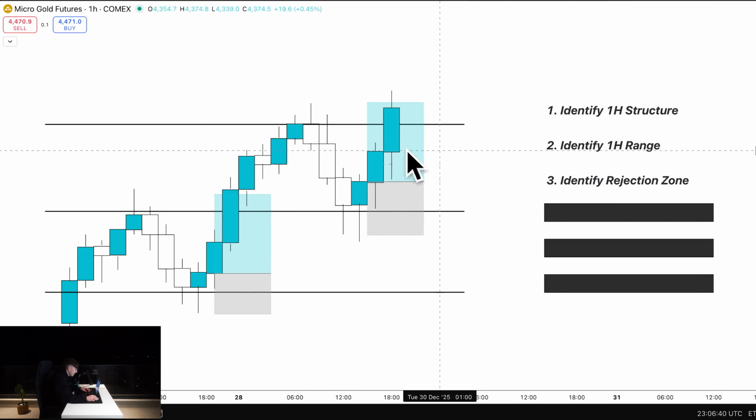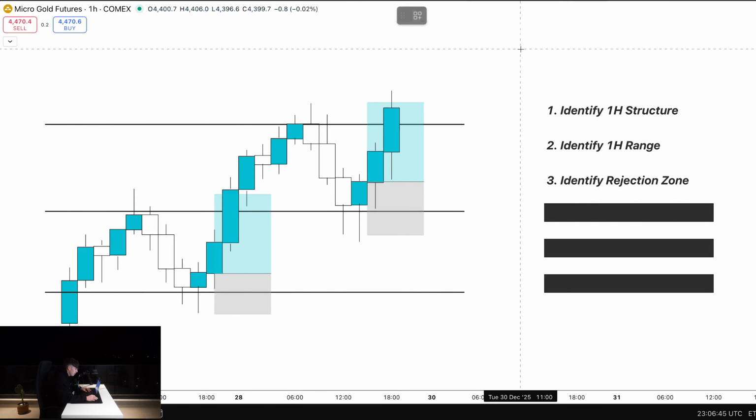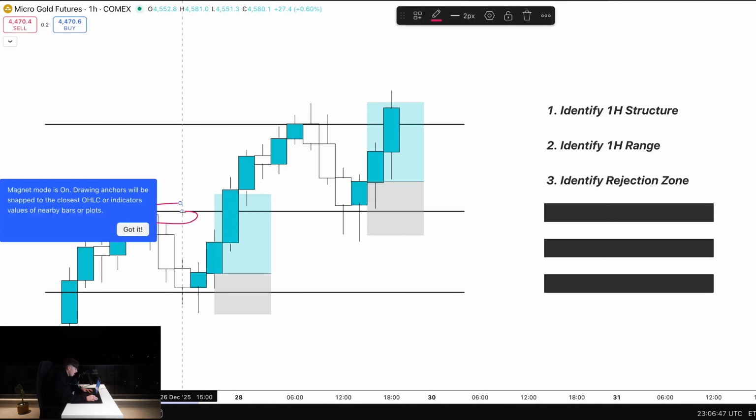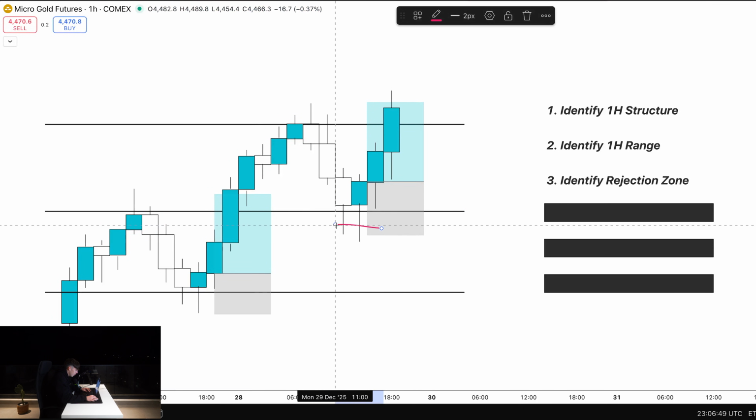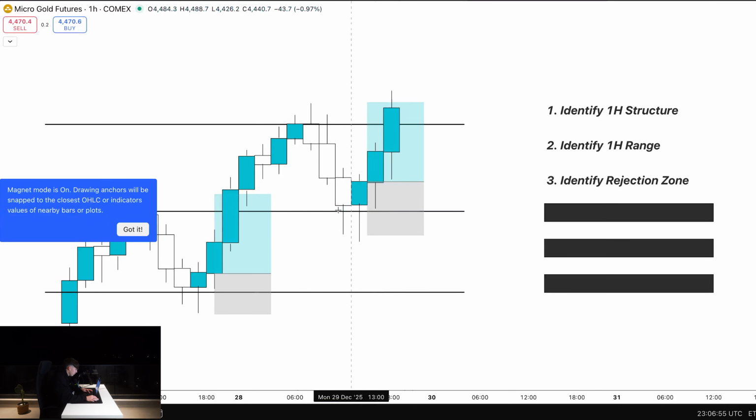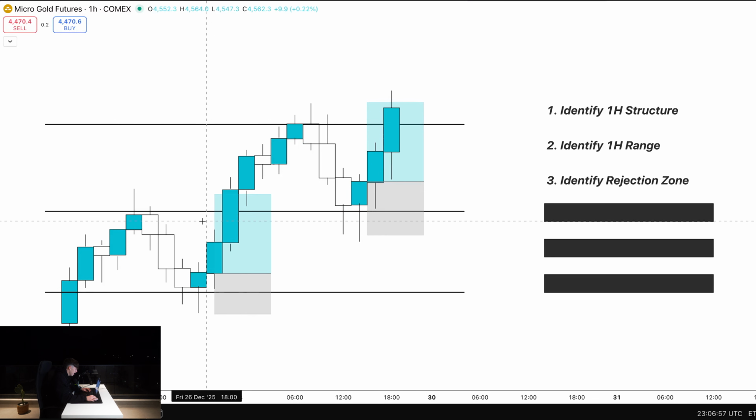Step number 3 is identifying our rejection zones. Now, a lot of the times, these will be the exact same as our resistances that we've just checked. And this is essentially the zone we are looking for this wick to reject off of or bounce off of. Now, in this case, we can just use the support that we've formed here, but it may be in the past that we have a price action mirror or other confluence that I've taught on my channel before, but we're not going to get into that right now.